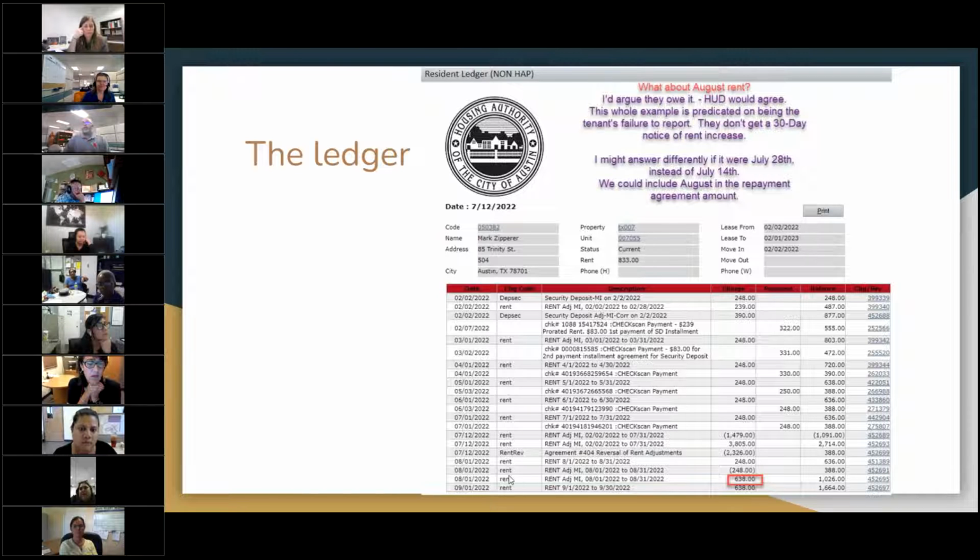And we touched on this before. What about August rent? Again, I say they owe it. We're early enough in the month that they are not due a 30-day notice of rent increase. Sorry, to be clear, they owe it regardless. The question was whether we throw that into the repayment agreement or not, and I would vote no. They owe that higher rent amount as of August 1st.